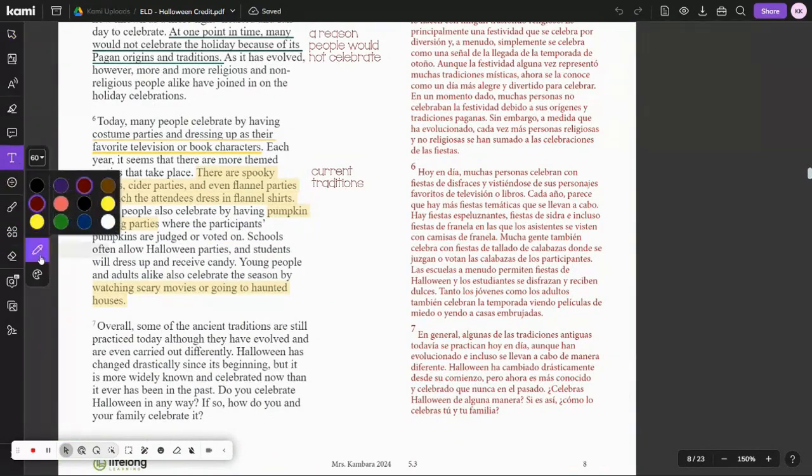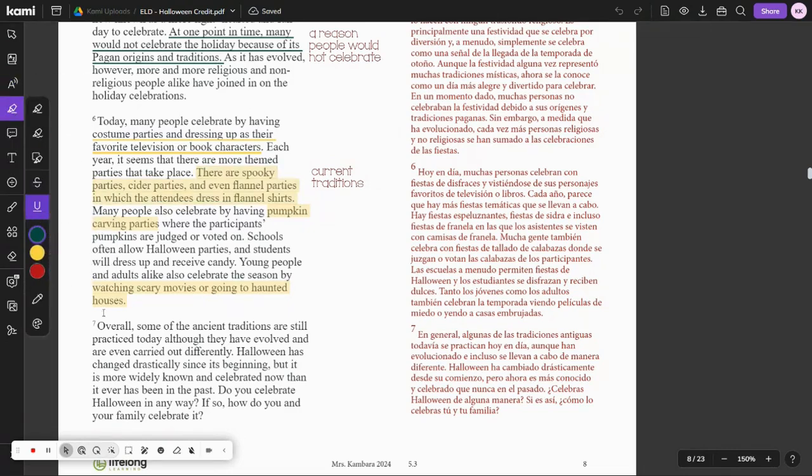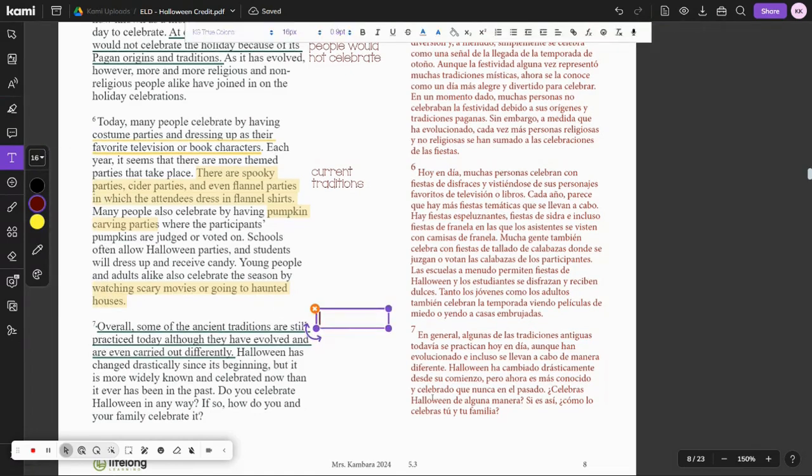So one important thing when you're looking at purpose is go back and read how they ended it. They talk about how overall the ancient traditions are still practiced today, even though they've evolved and are even carried out differently. So this is the repetition of their thesis. Remember, the thesis is the reason or the point the author is trying to tell you. It's their why. So we're going to write here, repeated their thesis. Okay?